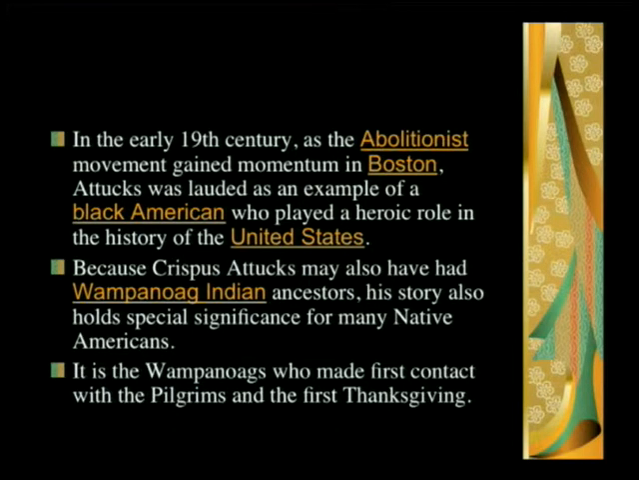In the early 19th century, the abolitionist movement gained momentum in Boston. He was lauded as an example of a black American who played a heroic role in the United States, because he may also have been Wampanoag. His story has special significance for many Native Americans.